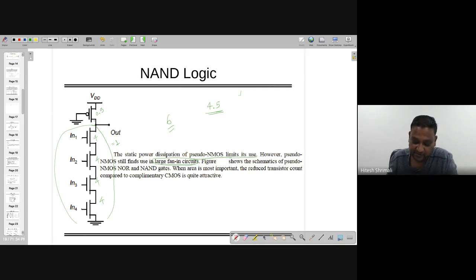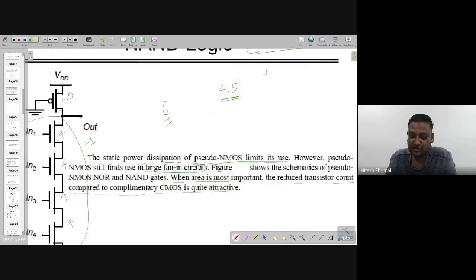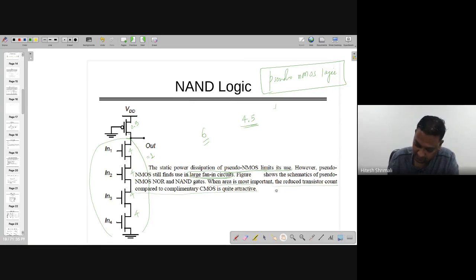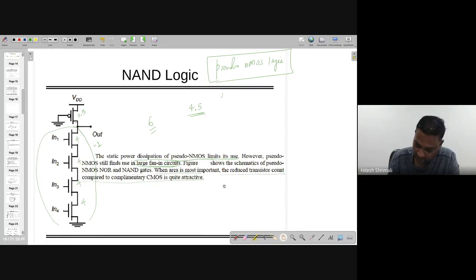And the figure also shows the schematic of pseudo-nMOS NOR and NAND gates, where area is most important and the reduced number of transistor count compared to the CMOS logic is quite attractive, right? So this is what the pseudo-nMOS logic is all about. This is the second thing which is coming under the ratioed logic, where you need to take care of all these ratios and all.